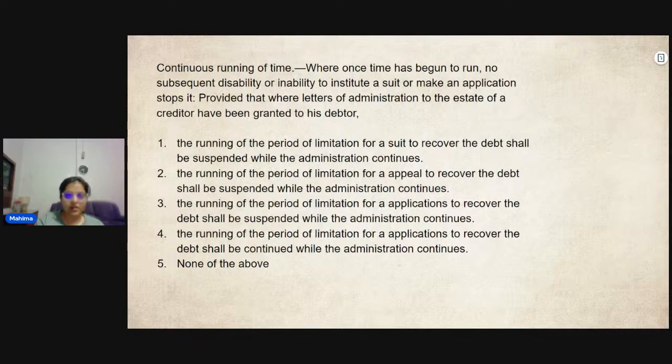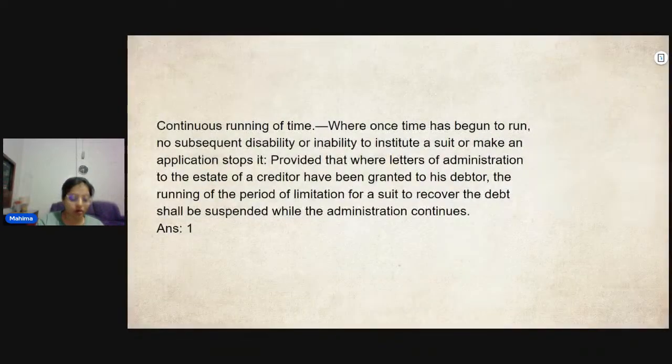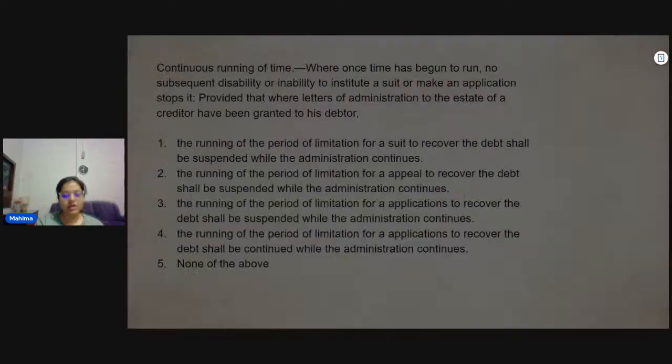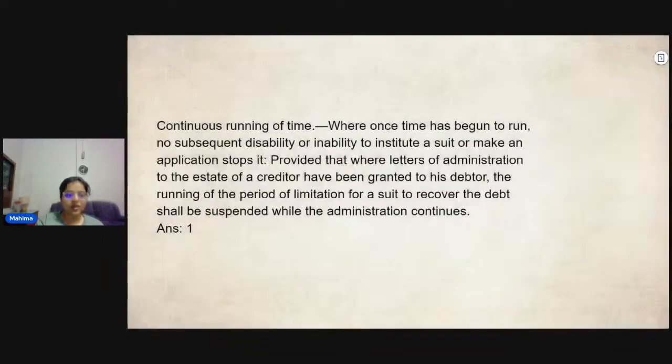Yes, it is directly taken from the Bare Act itself, and the correct section is section number 9, if I'm not wrong. Yes, correct answer is option number 1. Pritika was right, Medha was right. It is mentioned under section 9.